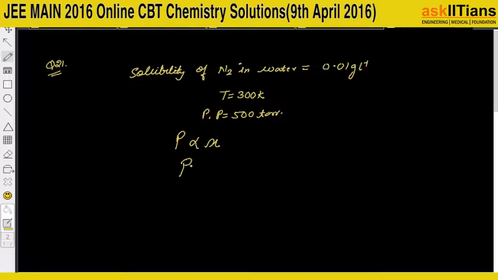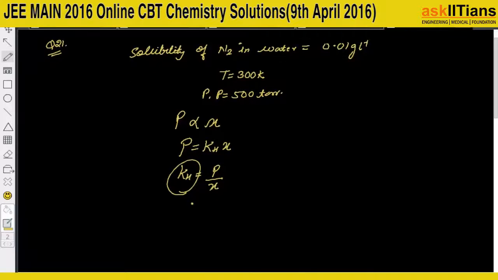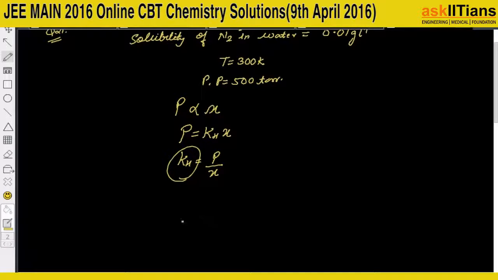So I can say partial pressure is equal to Kh times mole fraction X, and hence I can say Kh is equal to P divided by X. Now Kh for a particular gas, nitrogen in water, will be the same because the temperature is not changing. So I'll say P1 over X1 is equal to P2 over X2.